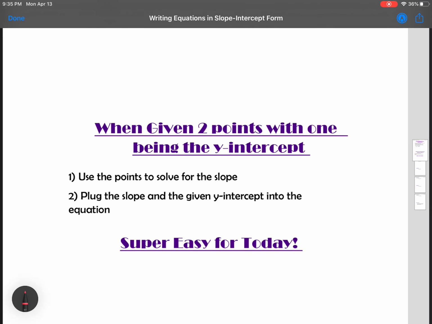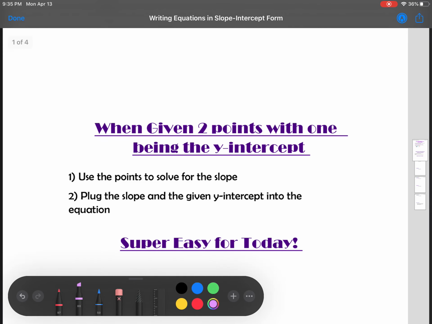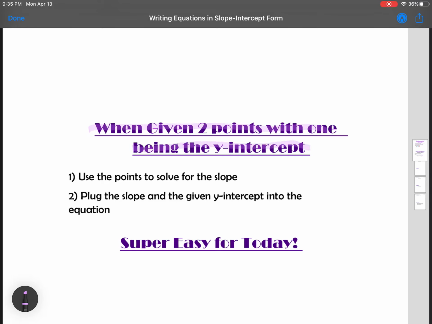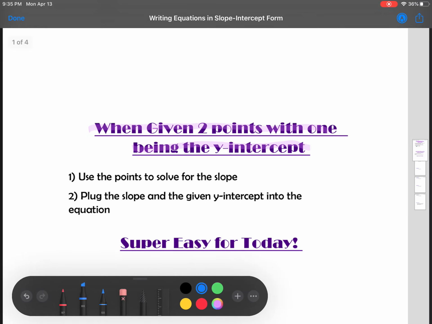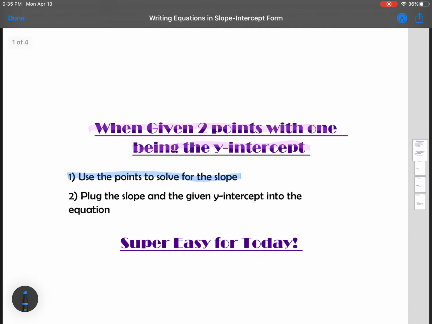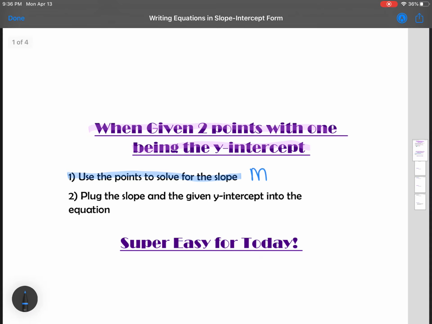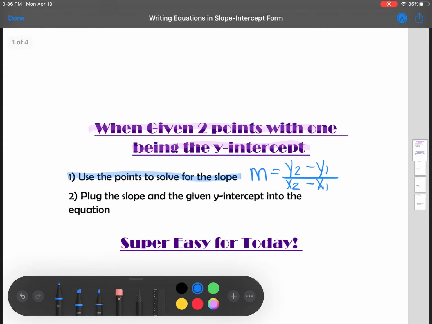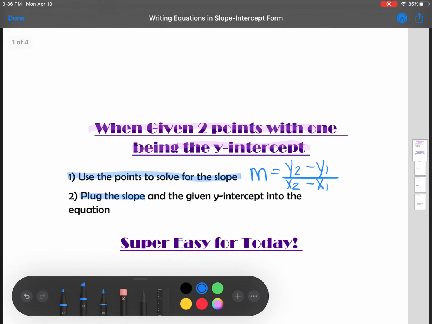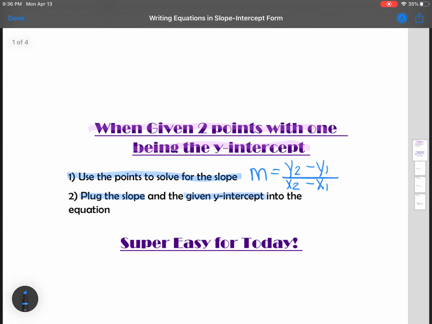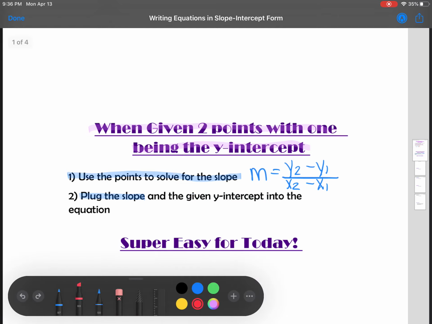Like I said, today we're just focusing on when we're given 2 points with one of them as the y-intercept. So what we have to do first is solve for slope. We're going to use our slope formula: m equals y2 minus y1 over x2 minus x1. And then the second part is to plug in the slope and plug in the given y-intercept.